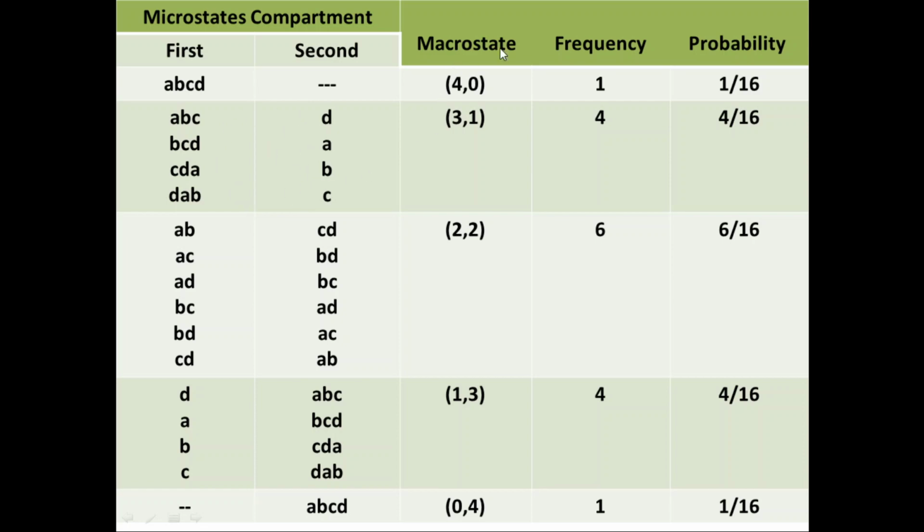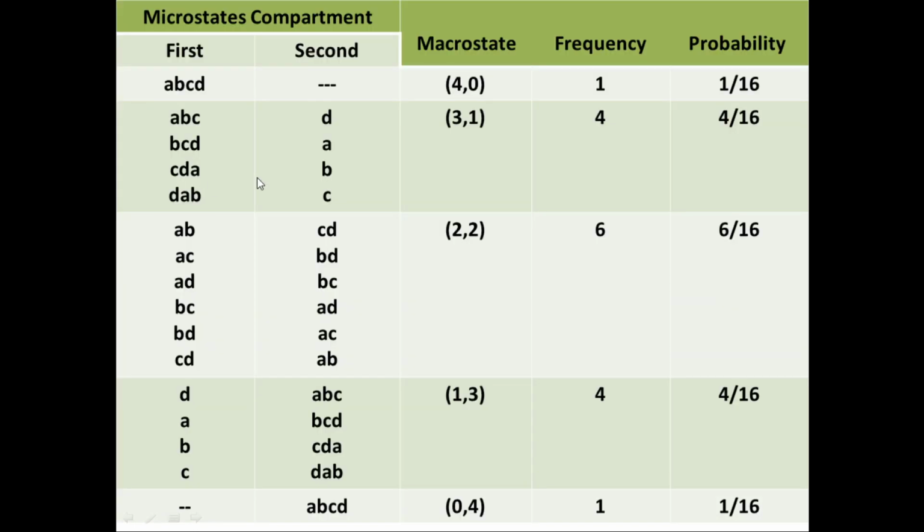So the macrostate, in the first compartment there are 3 particles, that's why this is 3, and in the second there is only 1 particle, so 3 and 1. Then the frequency, first, second, third and fourth, there are 4 times. That's why the frequency is 4 and the probability is 4 over 16.